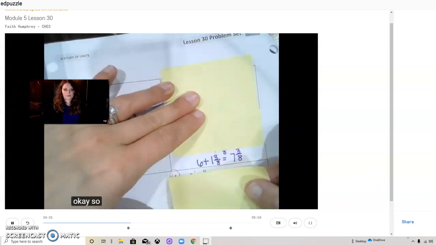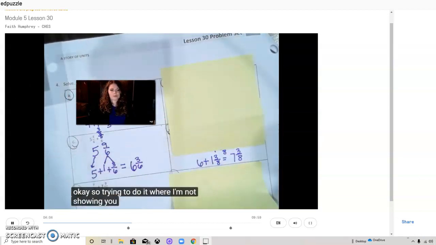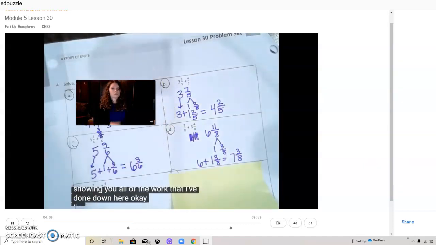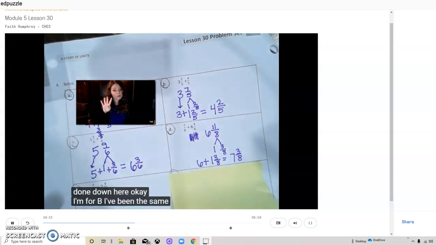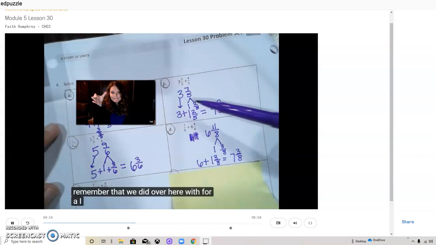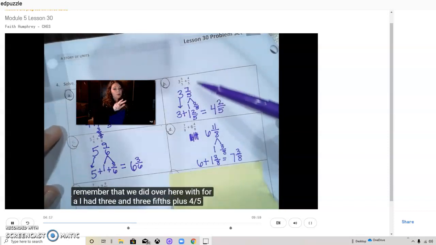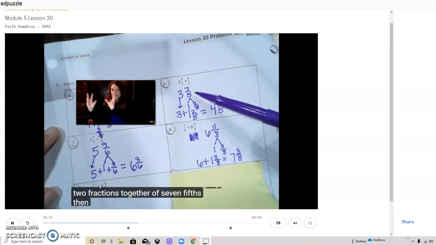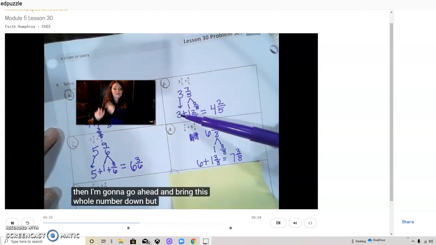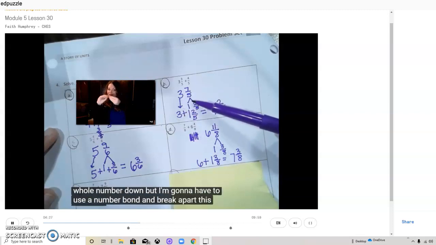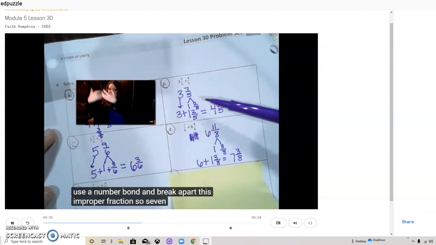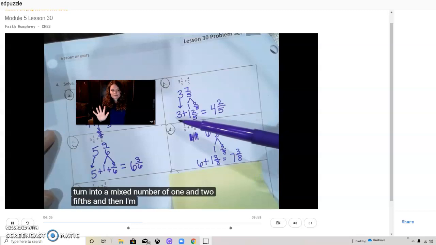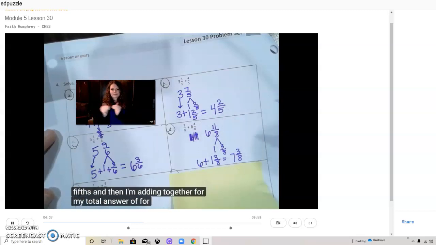Okay, so trying to do it where I'm not showing you all of the work that I've done down here. Okay, on 4B, I've done the same thing that we did over here with 4A. I had 3 3/5 plus 4/5. I had my whole number, and I'm adding my two fractions together of 7/5. Then I'm going to go ahead and bring this whole number down, but I'm going to have to use a number bond and break apart this improper fraction. So 7/5 is turned into a mixed number of 1 2/5, and then I'm adding together for my total answer of 4 2/5.